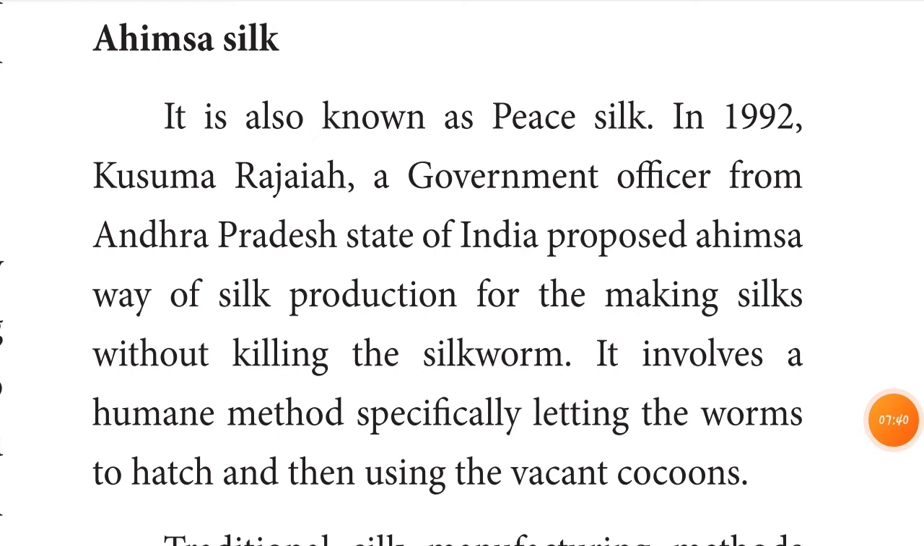It is also known as peace silk. In 1992, Kusuma Rajaiah, a government officer from the state of Andhra Pradesh, India, proposed the Ahimsa way of silk production, making silk without killing the silkworm. It involves a humane method, especially letting the worms hatch and then using the vacated cocoons.